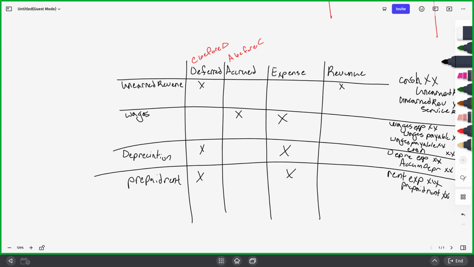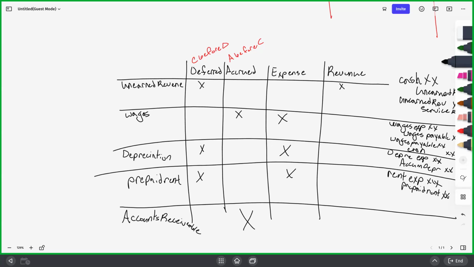We billed a customer for services rendered, but they haven't paid us back. It'd be accrual. Expense or revenue? Revenue. All right, what's gonna be the adjusting entry? Accounts receivable. Welcome.